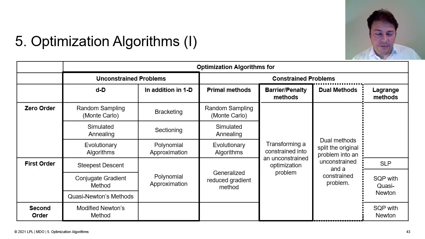So we covered so far these algorithms. We did not talk about simulated annealing in Monte Carlo and evolutionary algorithms. Evolutionary algorithms we will cover next lecture. We did talk also about bracketing, sectioning and polynomial approximation.